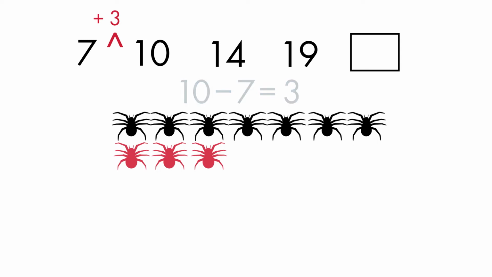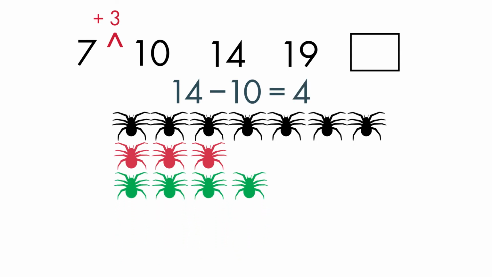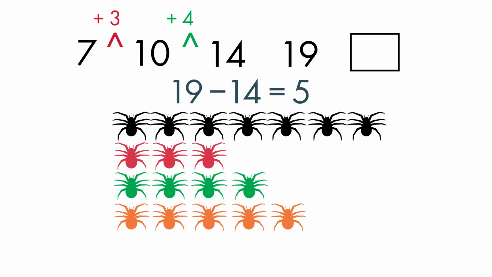Now let's figure out the next part of the pattern. We'll find the difference between the next two numbers. 14 minus 10 is equal to 4. The next step in the pattern is to add 4. Find the difference between the next two numbers. 19 minus 14 is equal to 5. This step in the pattern is to add 5.